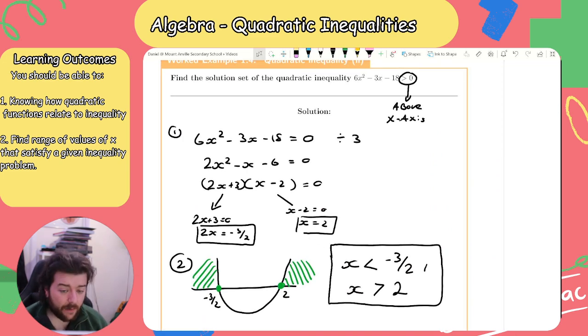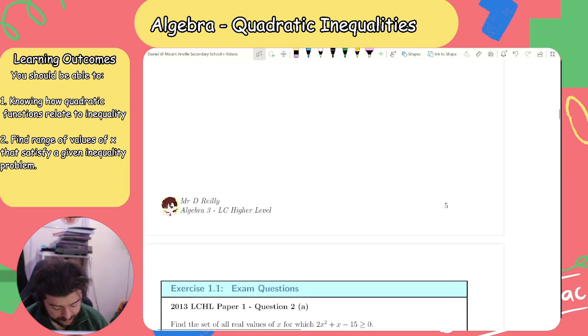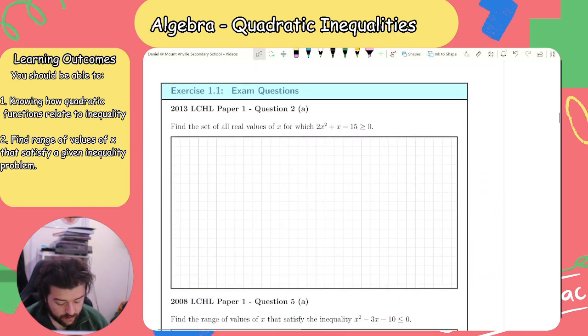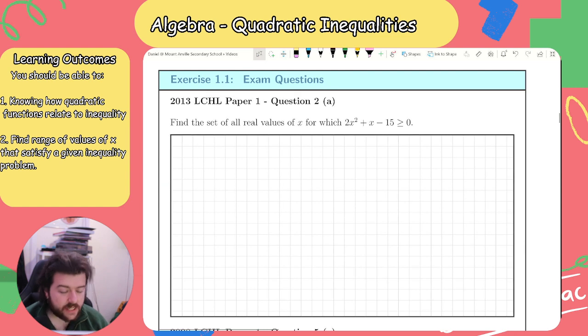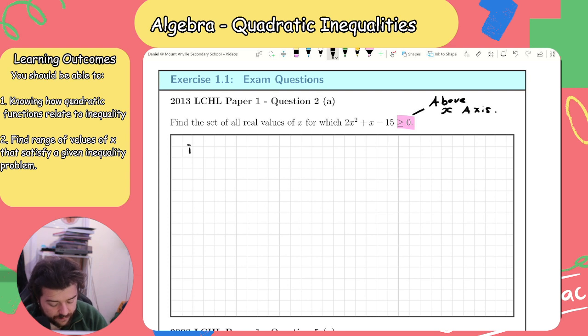Easy peasy, lemon squeezy. So let's look at some exam papers here. Don't get your hopes up because there's not that many. So this is from the 2013 Leaving Cert paper, paper 1, question 2. Find the set of real values of x for which 2x squared plus x minus 15 is greater than or equal to 0. So first thing I notice, greater than or equal to 0, that is going to be above the x-axis. So solve 2x squared plus x minus 15 equals 0.